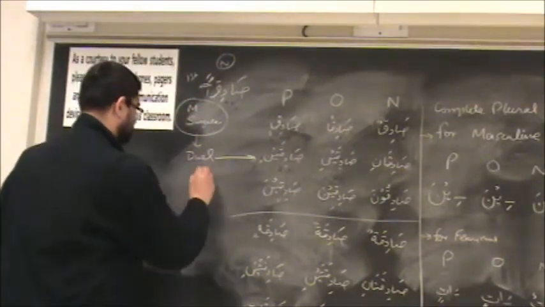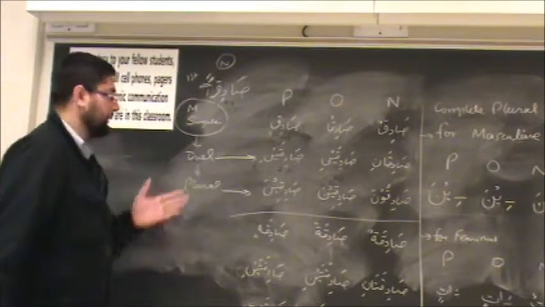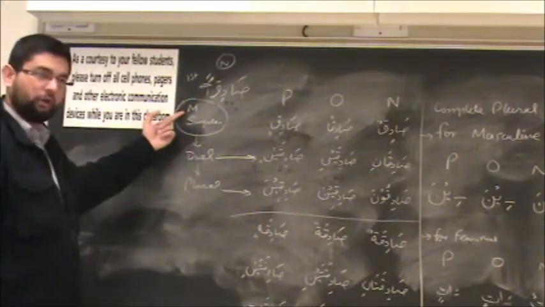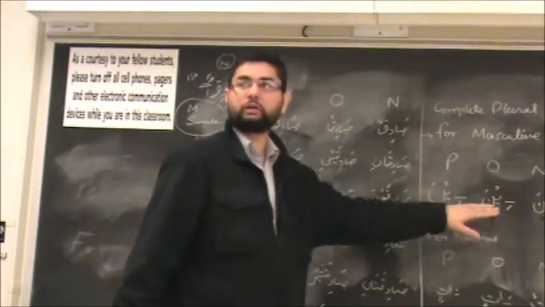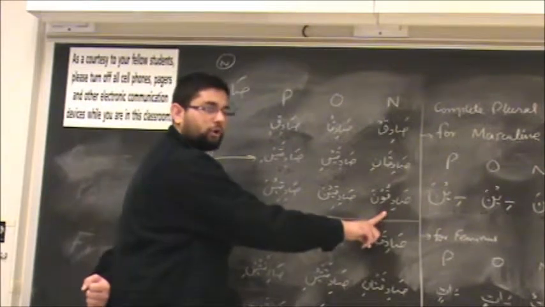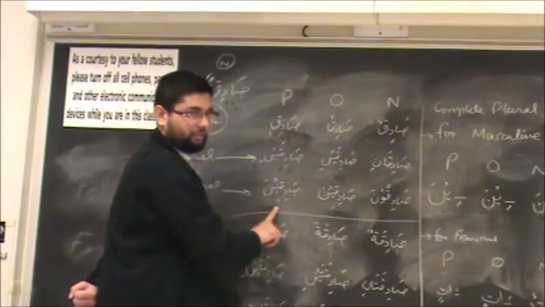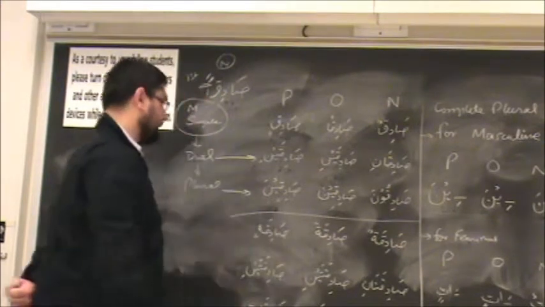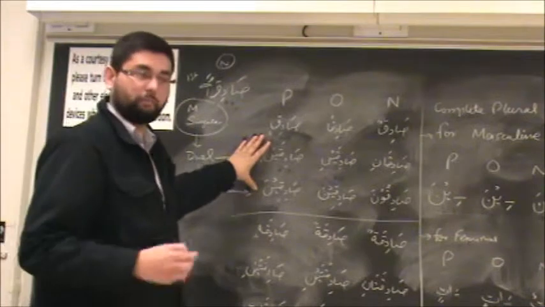And then you make the plural, which is here. And since it's masculine, you will apply this formula, una, ina, ina. So it will be sadiquna, sadiqina, sadiqina. Okay? And this completes all the forms for masculine.